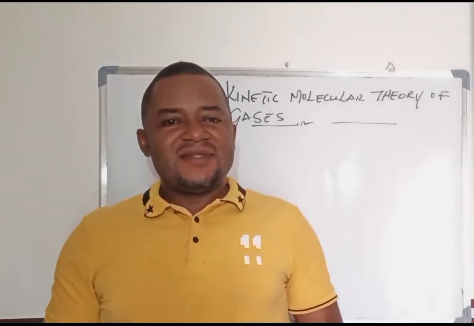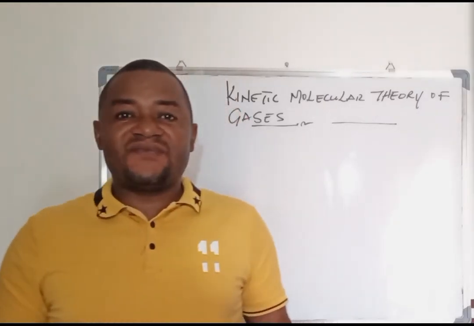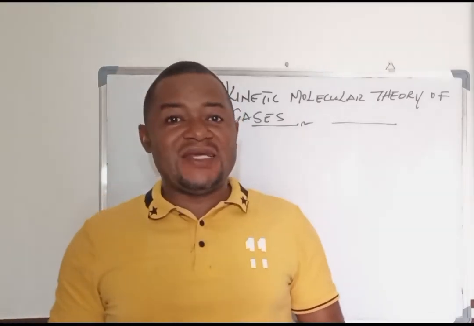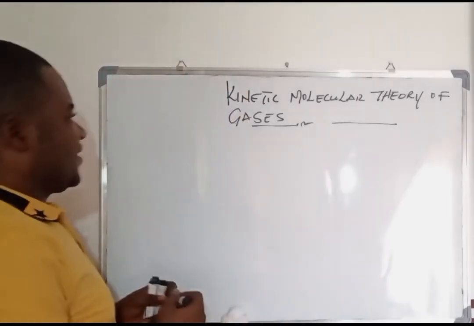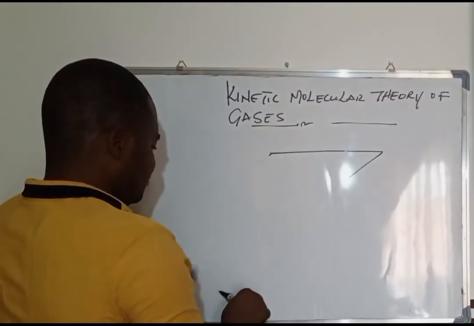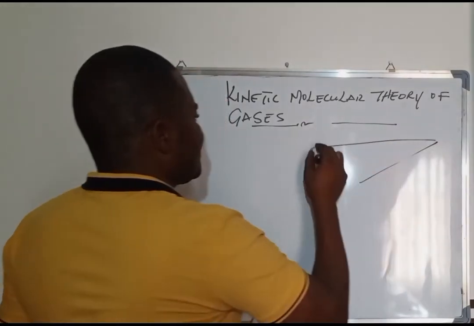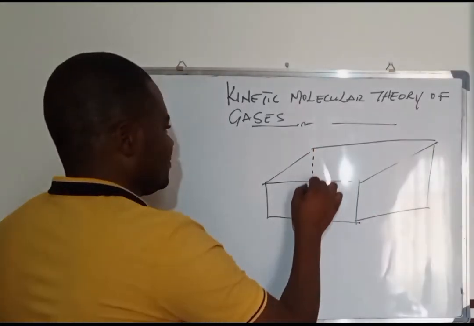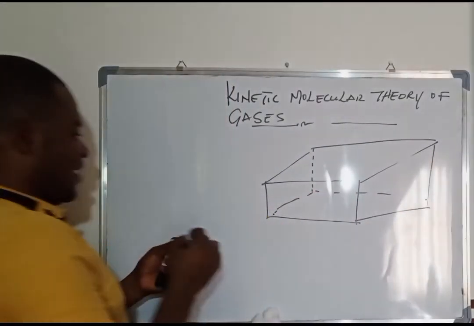But let us know that the kinetic molecular theory of gases explains gases from two different dimensions: one is the assumptions that were made, and two, the postulates. The postulates were raised from the assumptions. Now let us put down this diagram. Let's say we have this diagram here.